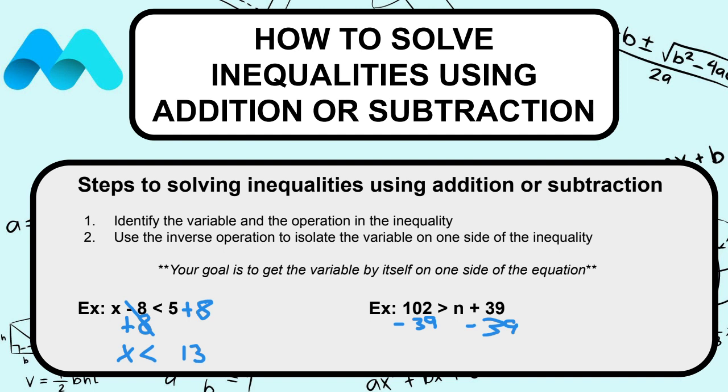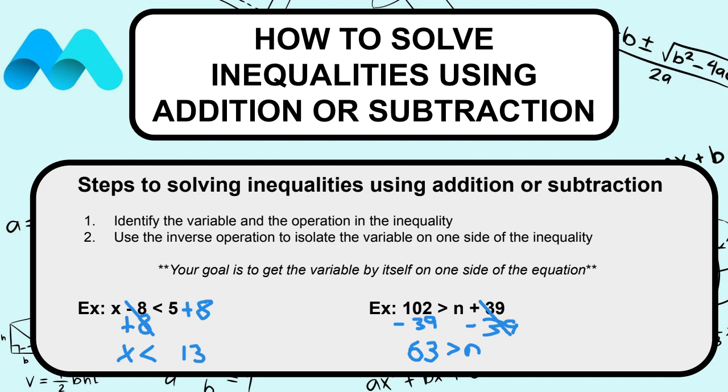Okay, now I'm going to do the subtraction. I'm going to work left to right here. So 102 minus 39, I almost said the answer there. 102 minus 39 equals 63. And then 39 minus 39, I'm going to cross that out because that of course equals 0. And now I'm going to bring down the rest of the inequality, which is the greater than sign, and n. So this says here 63 is greater than n.